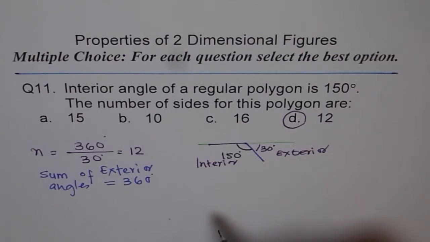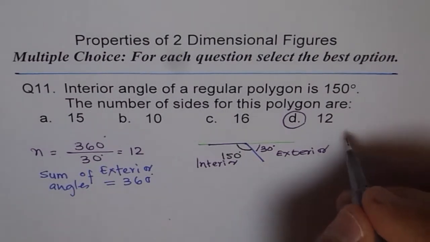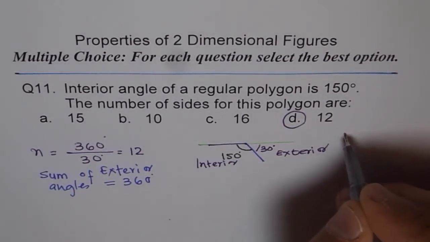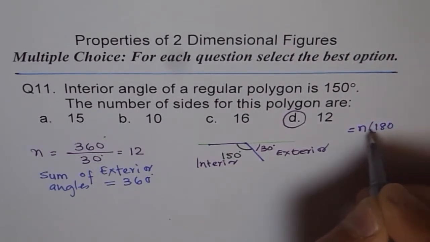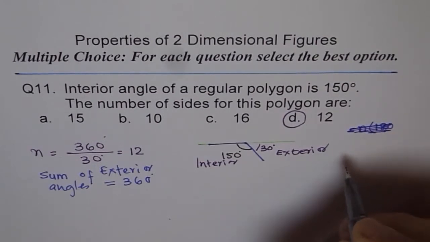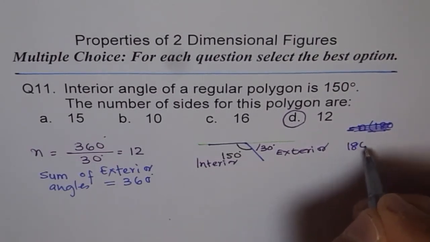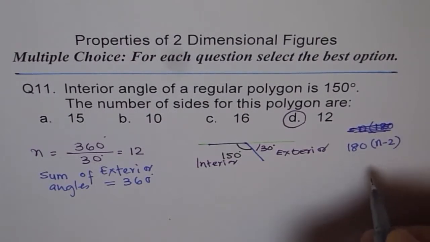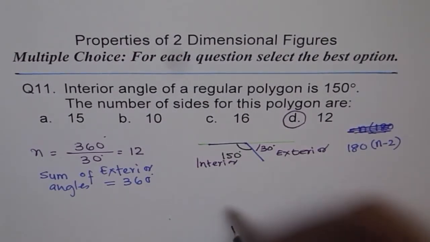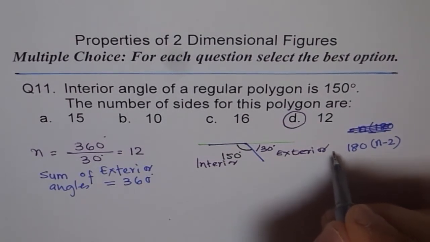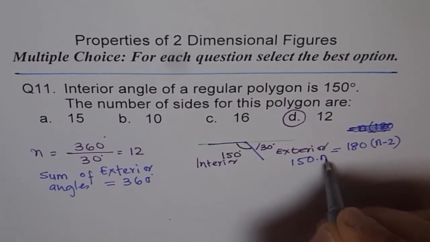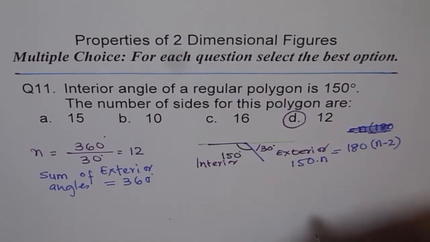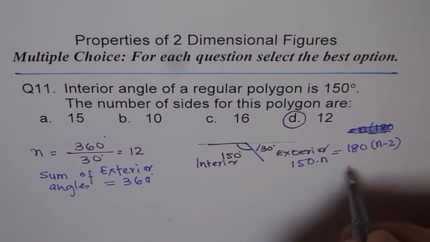Well, the other methods could be complicated, which is, we know sum of interior angles also, right? That formula is, sum of interior angles is equal to 180 times n minus 2, right? Now, since we are given one angle, we can say sum will be how much? That should be equal to 150n, right? 150 times n. Solving this equation can also give you n, right? But that is a long way of doing the same thing, right?